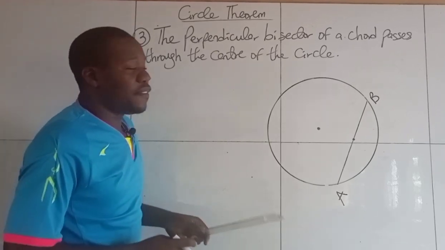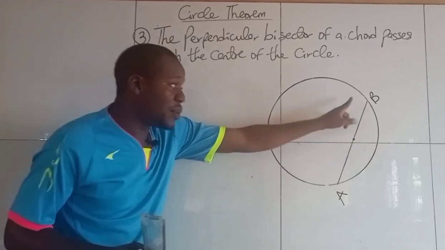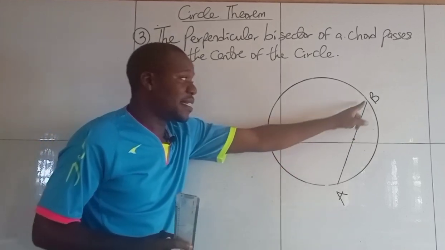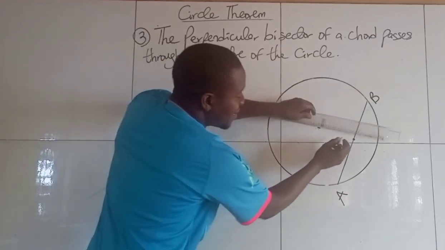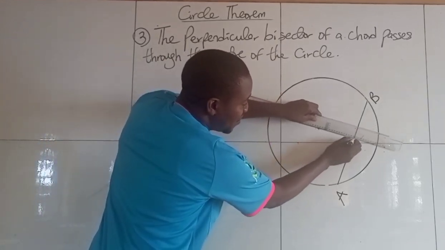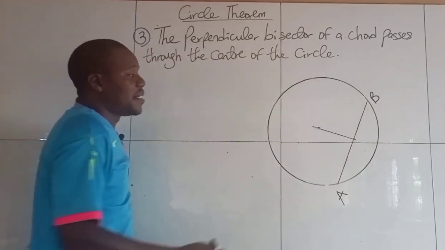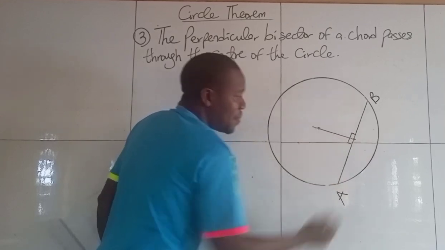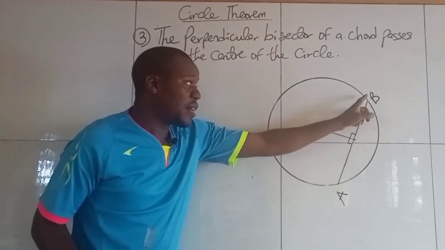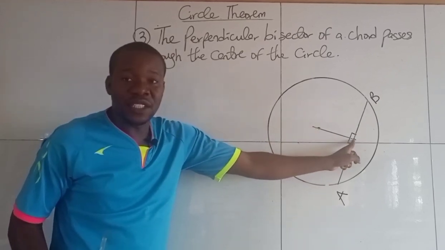If I want to divide this chord into two, if I want to draw a line to pass through this middle of the chord, and that line is at 90 degrees to the chord, so whatever line I'm drawing must pass through the center of the circle. Must. So I'm going to have this, which means that here must be 90, here must be 90. So what it means is that we have a chord, AB. This line has divided the chord into two.